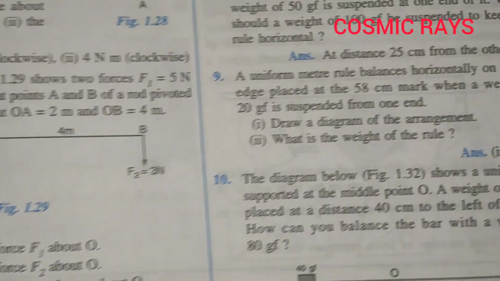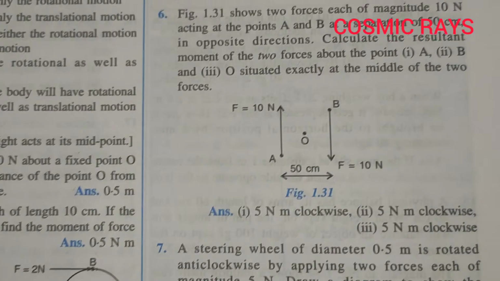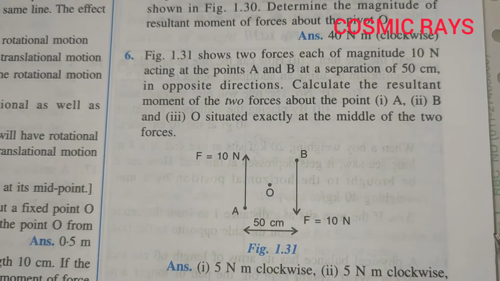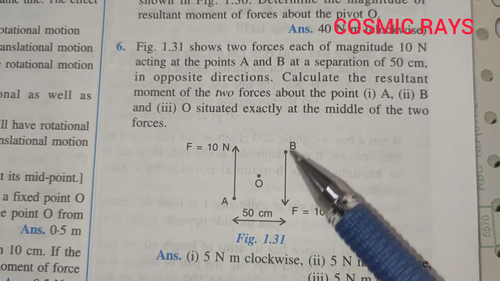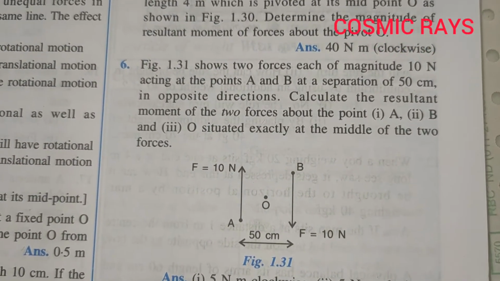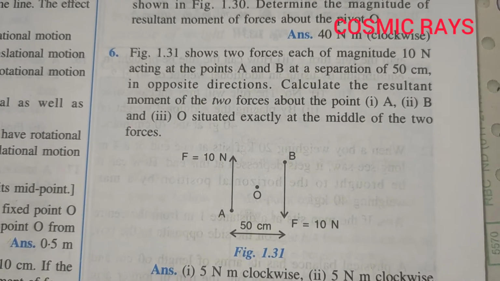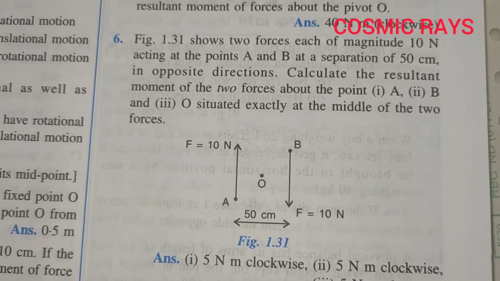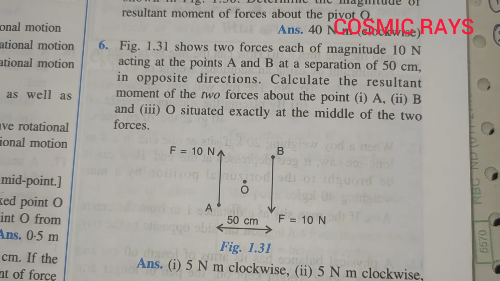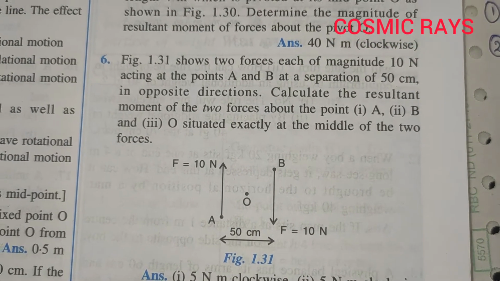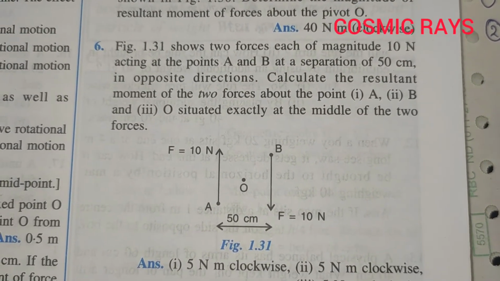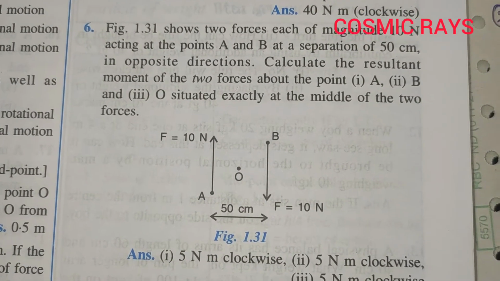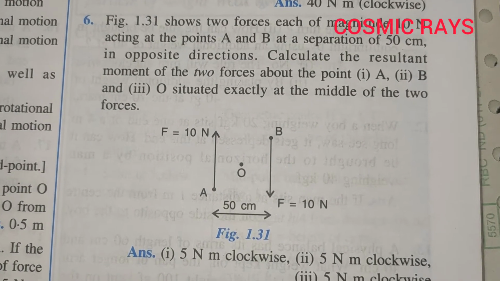Now let's take a look at question number 6. Question number 6 says the figure shows two forces each of magnitude 10 Newton, this is also 10 and this is also 10 Newton, acting at points A and B, and the separation distance is 50 centimeter. Please take note that the distance is given in centimeter, so we will need to convert it. Now calculate the resultant moment of the two forces about points A, B and O situated exactly at the middle of the two forces.